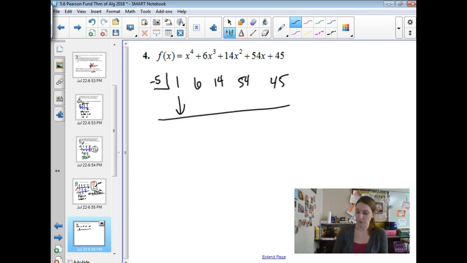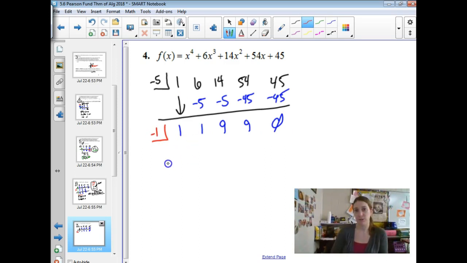Alright, so bringing down that 1, and then multiply, and then add, multiply, add, multiply, add. Let's see, I always mess that up, 9. Multiply, and then again, our remainder should be 0. If it's not 0, we messed up. Now we're still at a cubic level, so I got to knock it down one more time.